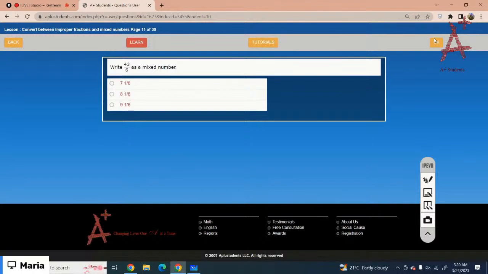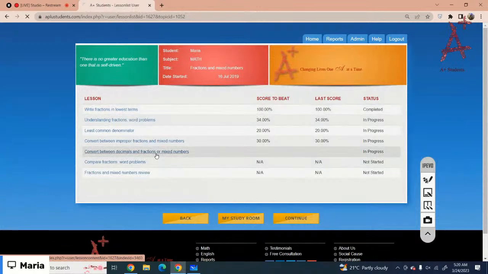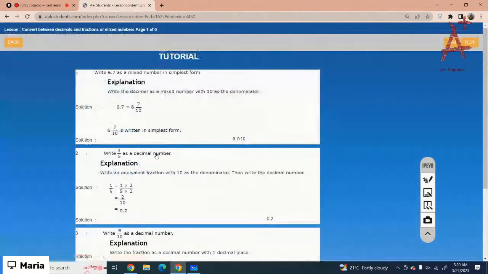Okay, you can complete the test by yourself later today. Let me just move on to the next lesson. And the next lesson is convert between decimals and fractions or mixed numbers. So let's just start with the next lesson.